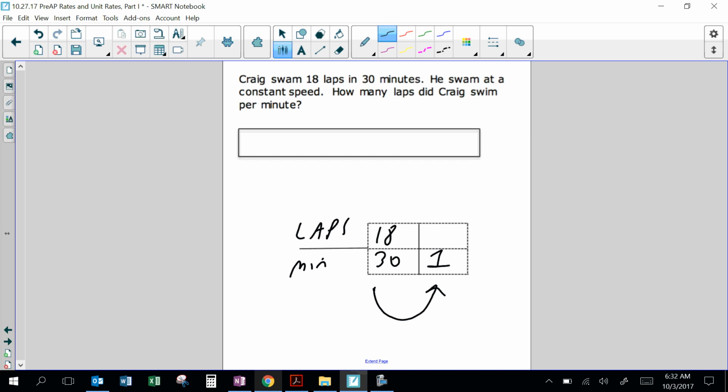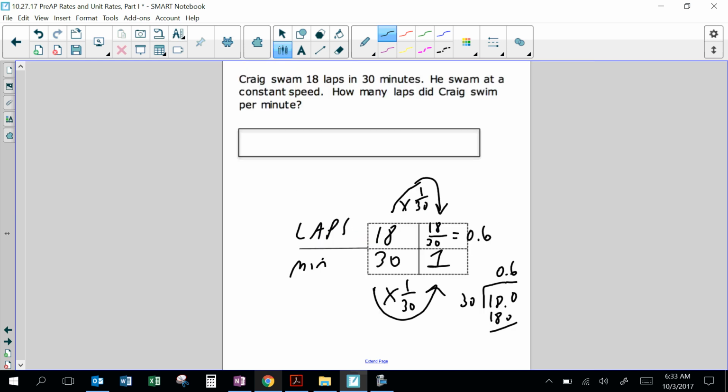What is the scale factor from 30 minutes to 1 minute? Divide by 30. I agree with you. Or times 1/30th, because dividing by 30 is the same as saying multiply by its reciprocal. So 18 times 1/30 is 18/30ths. And what is 18 divided by 30? Can 30 go in 18? I don't think so. We need to annex a decimal and a 0. Can 30 go in 180? 6 times. So he does 6/10 laps every minute.